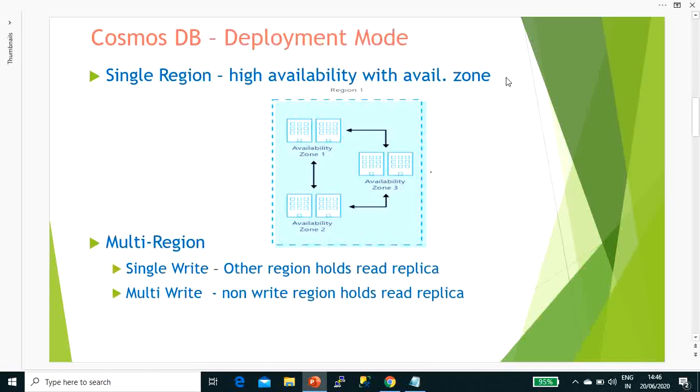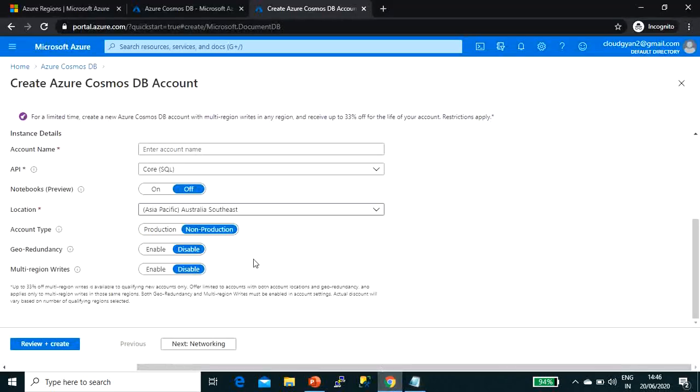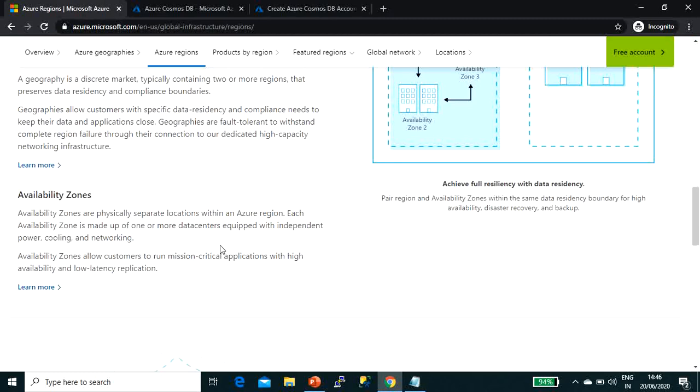Now, let's come back to the Cosmos DB. In terms of the Cosmos DB deployment, there are two ways of deployment. One is the single region, where you can build the Cosmos DB infrastructure in a single region. But yes, we have the option to choose different availability zones as well. Now, what exactly is an availability zone? Let's take a look at what the documentation says about the availability zone.